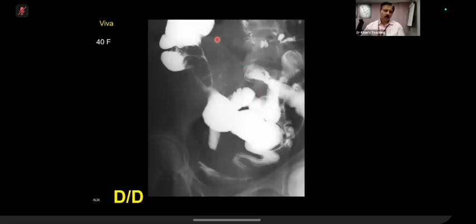There appears to be a sort of contrast extending from the small bowel loops into what looks like the bladder, the urinary bladder. This could be in keeping with a fistula. Okay, very good. What's happening in this region? This is the ileocecal junction.